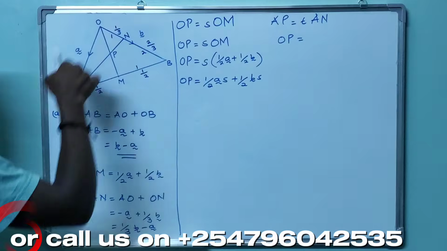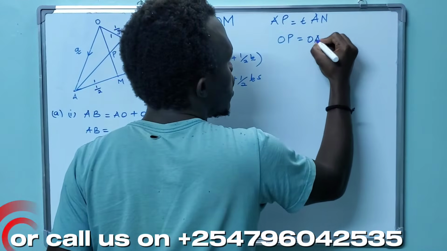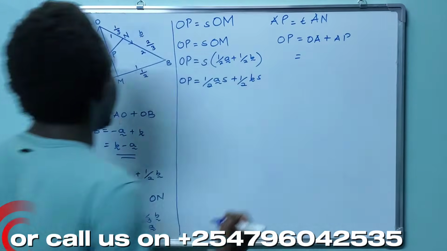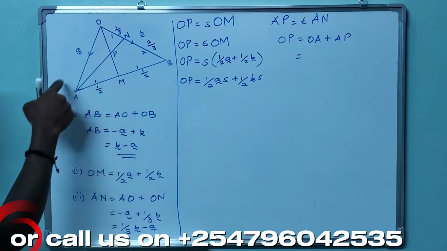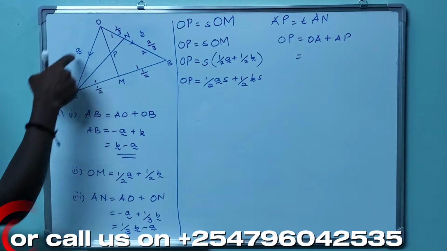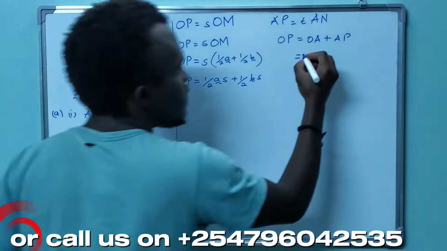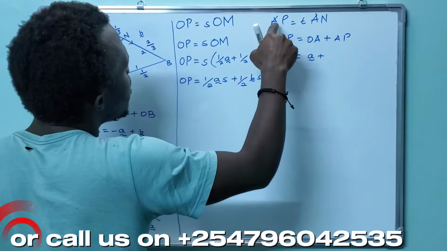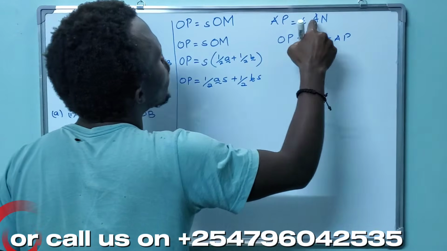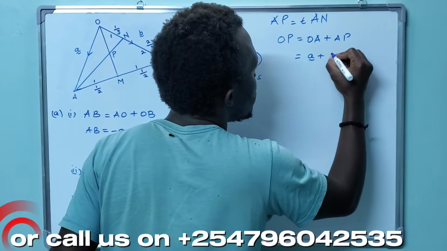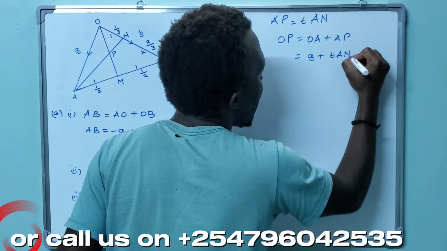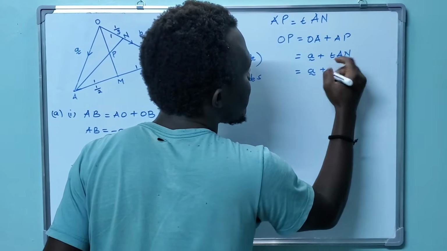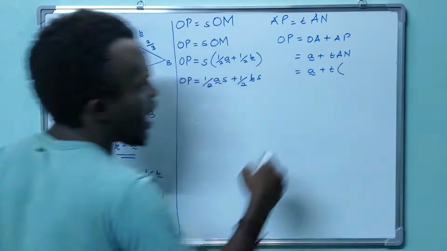So, OP is going to be OA plus AP. Do I know OA? Yes, I do know OA. OA is vector A, because I'm moving towards the direction of the vector, which means OP is going to be vector A plus AP. Now, remember, you've been told here that AP equals T AN. So, it means that OP is going to be vector A plus T into vector AN.